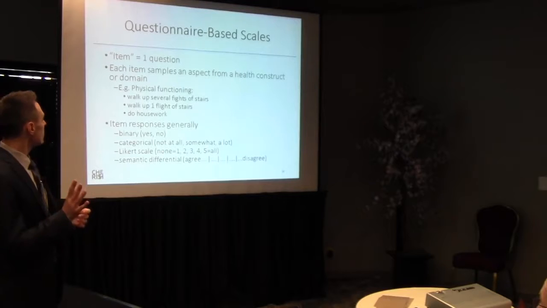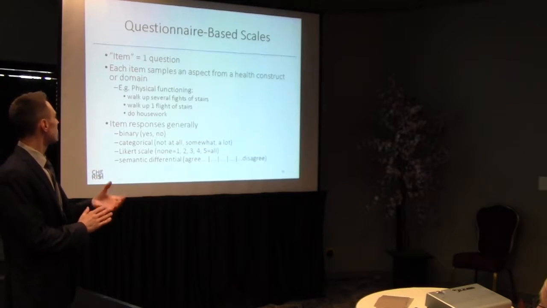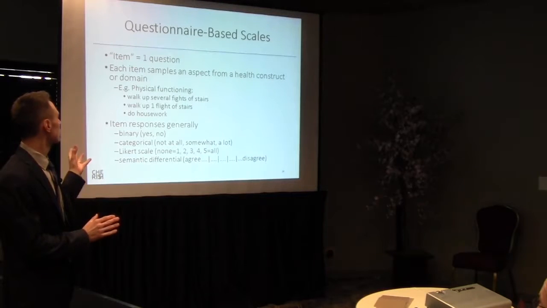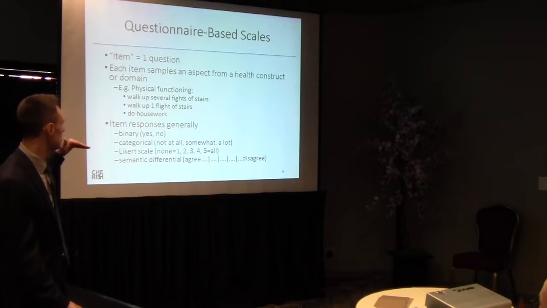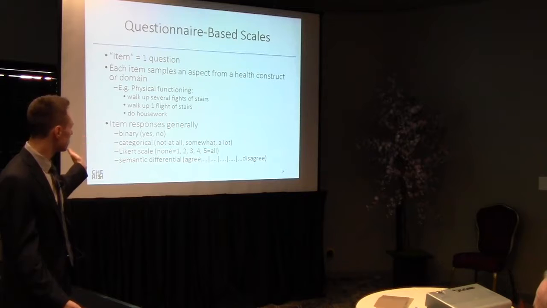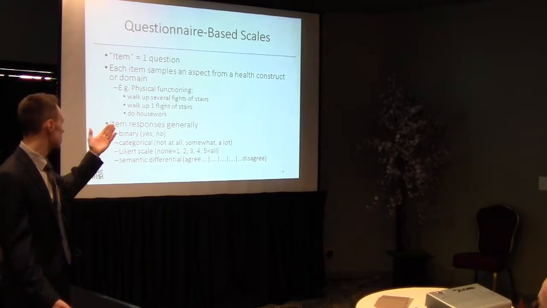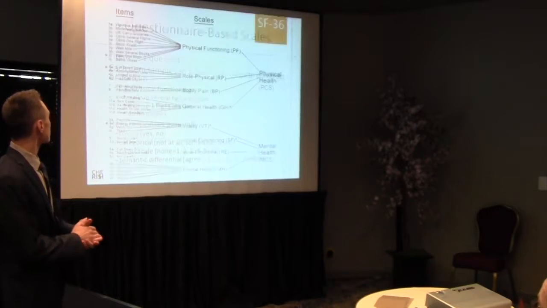Okay, so the questionnaire-based scales, like I said, there's one question per item. Each item samples an aspect from a health construct or domain. And we talked about that a little bit already, right? Can we do these things? If so, yes or no, or to what degree? Not at all, somewhat, a lot, or maybe a Likert scale or semantic differential, something like that, right?